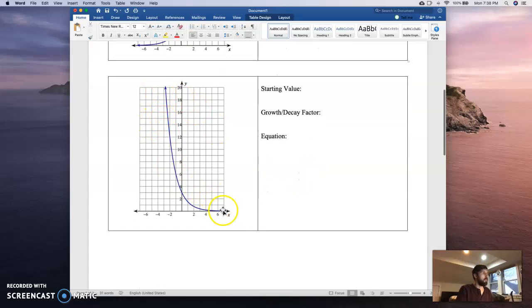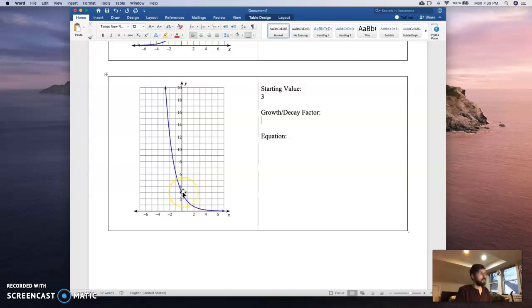Let's try another example. In this example, our graph is going down, so we know we're going to have decay. Let's find the starting value. Right here, we can see that there's a starting value of 3. When we look at the growth or decay factor, I know it's decay, so my factor has to be between 0 and 1, because it's going down. The next point over is about 1.5, but it's kind of hard to tell where that point is.